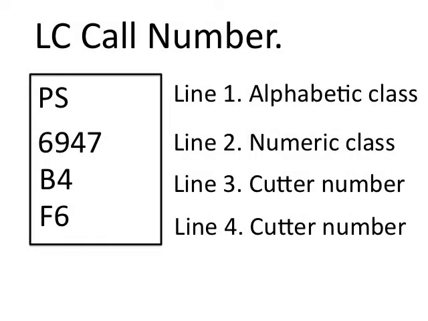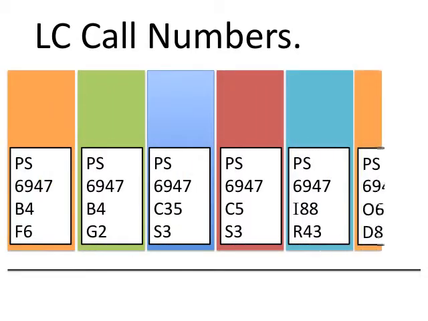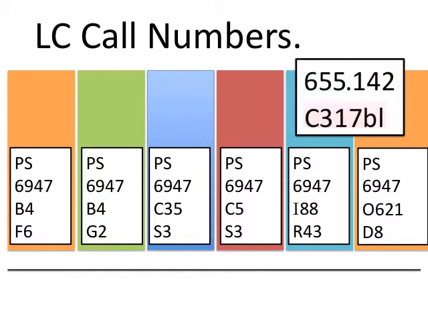Line 4 is very often a second Cutter number and is treated just the same as line 3. The following are typical examples of LC call numbers in correct order, with double Cutter numbers on lines 3 and 4. Note that lines 1 and 2 are all alike in this set of call numbers. Also note that unlike DC Cutter numbers, LC Cutter numbers do not include any letters following the numerals on the same line.